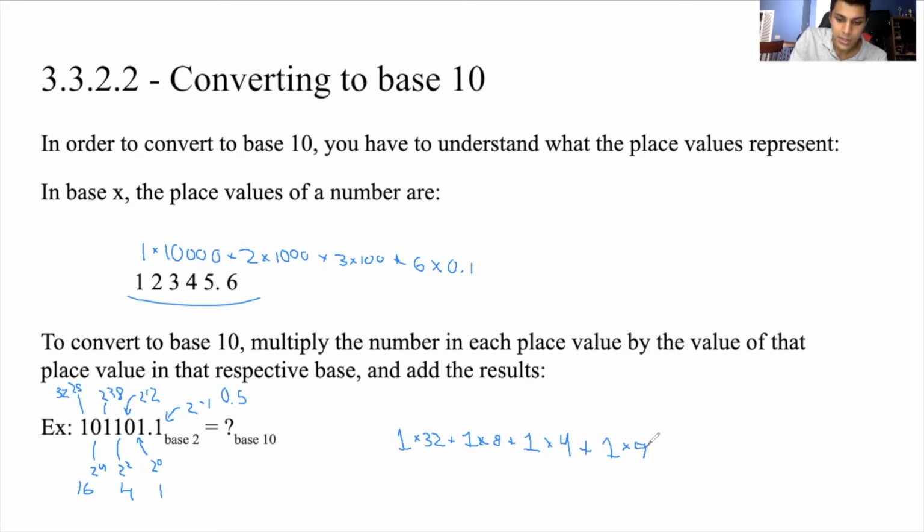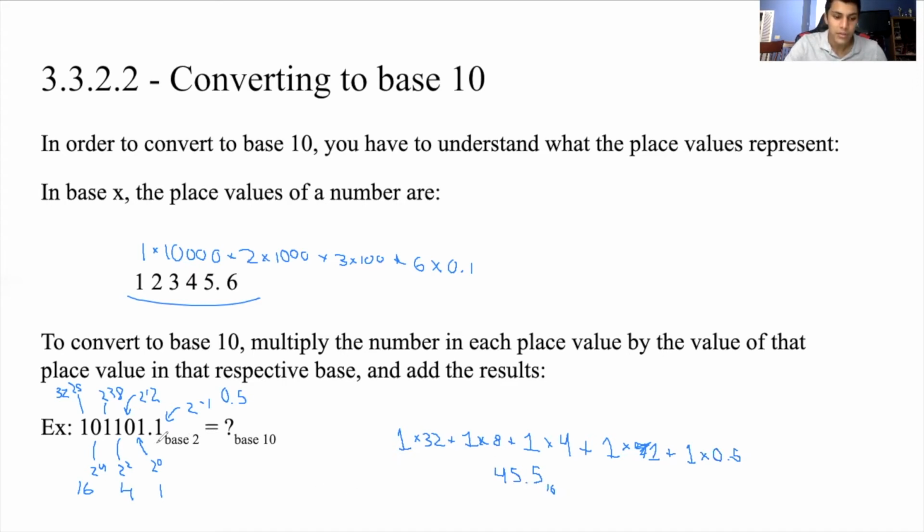And then, oops, that was a 1. 1 times 1, okay. And then plus, we also have a 1 in the 0.5's place. So we have 1 times 0.5, right? And if we evaluate this all out, we end up with 32 plus 8 plus 4 plus 1 plus 0.5. And when you simplify that all out, that leaves you with 45.5. So 45.5 in base 10 is what equals this number, 101101.1 in base 2. Specifically, this number in base 2 equals 45.5 in base 10.